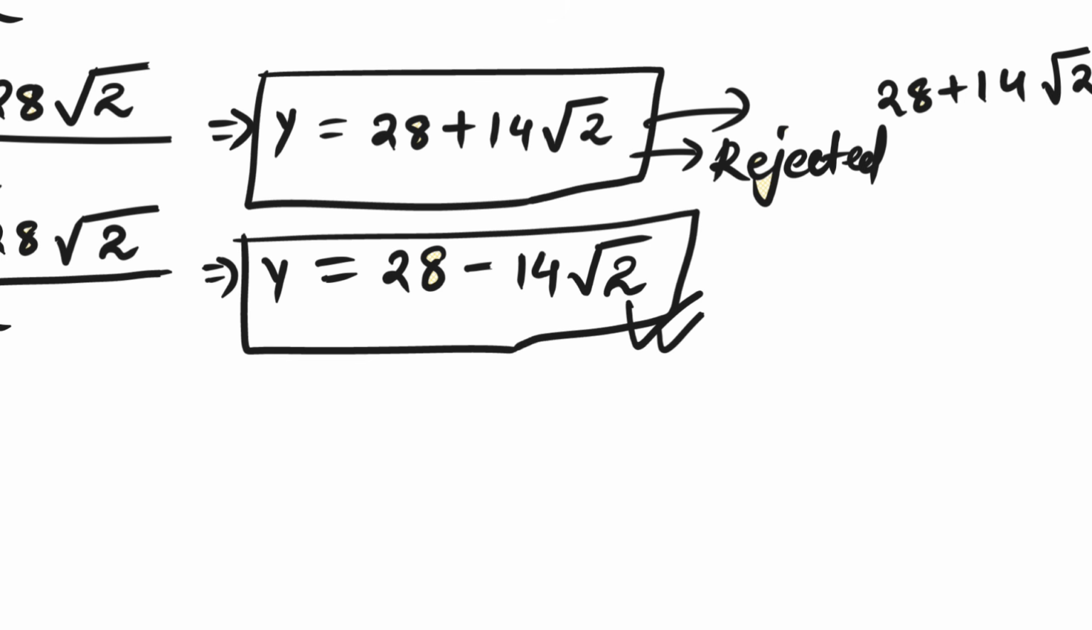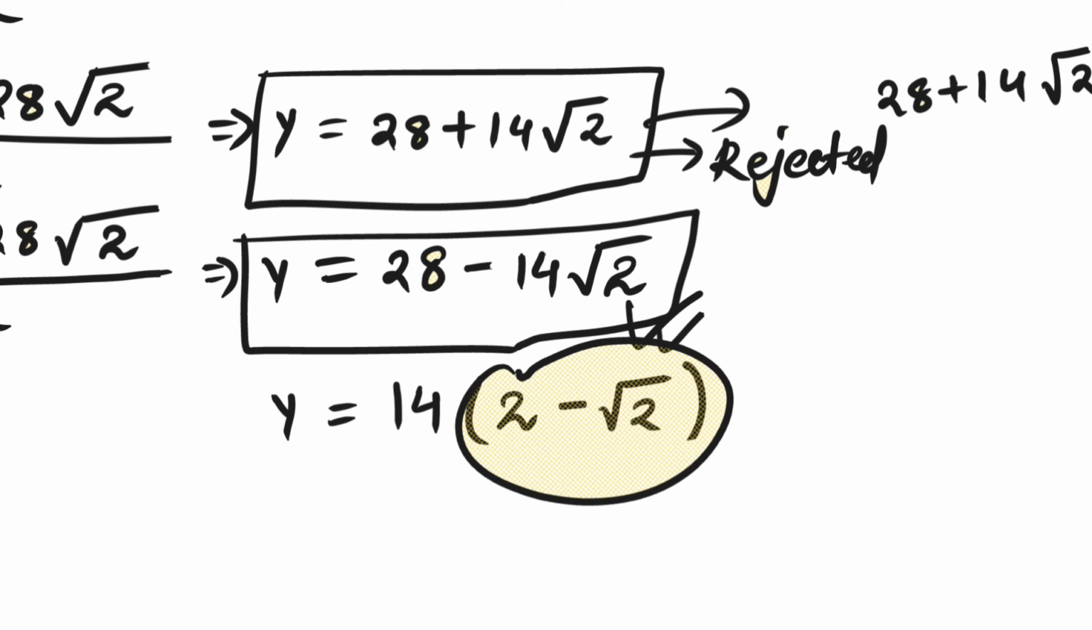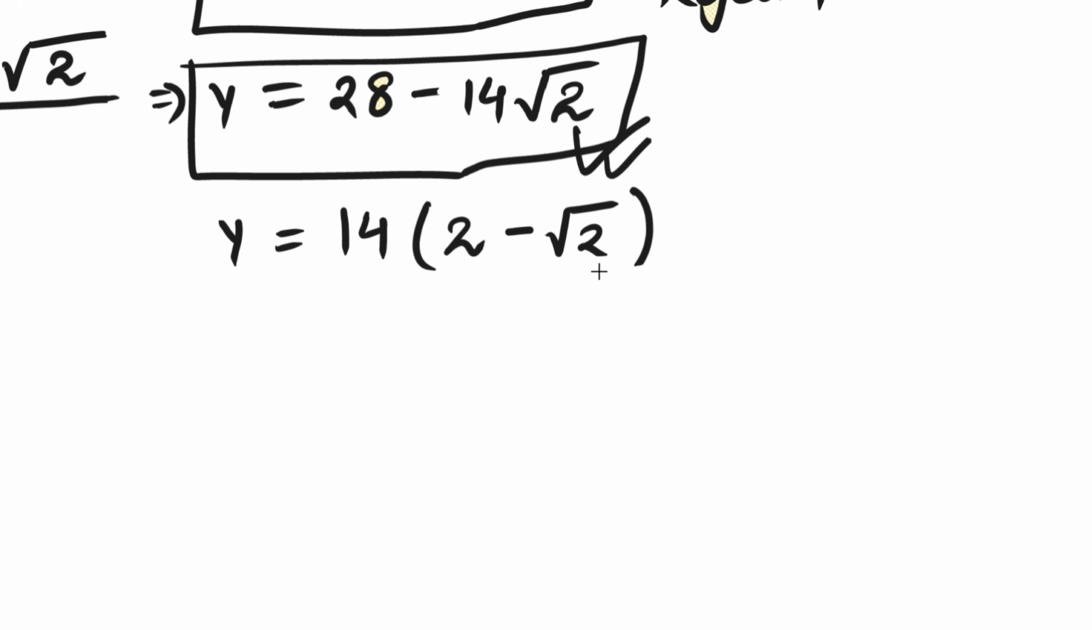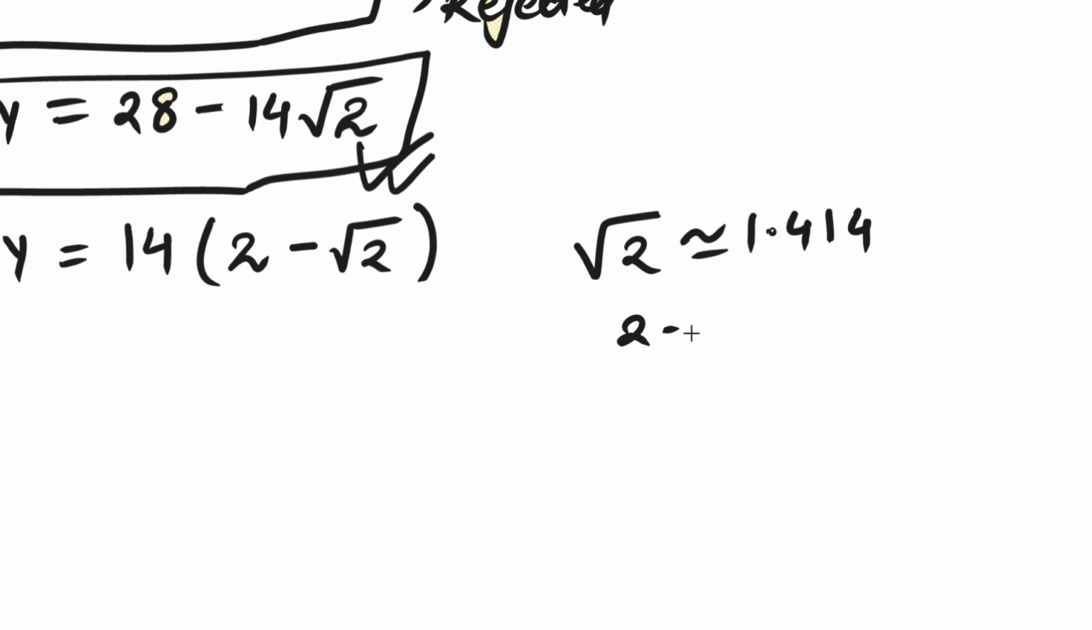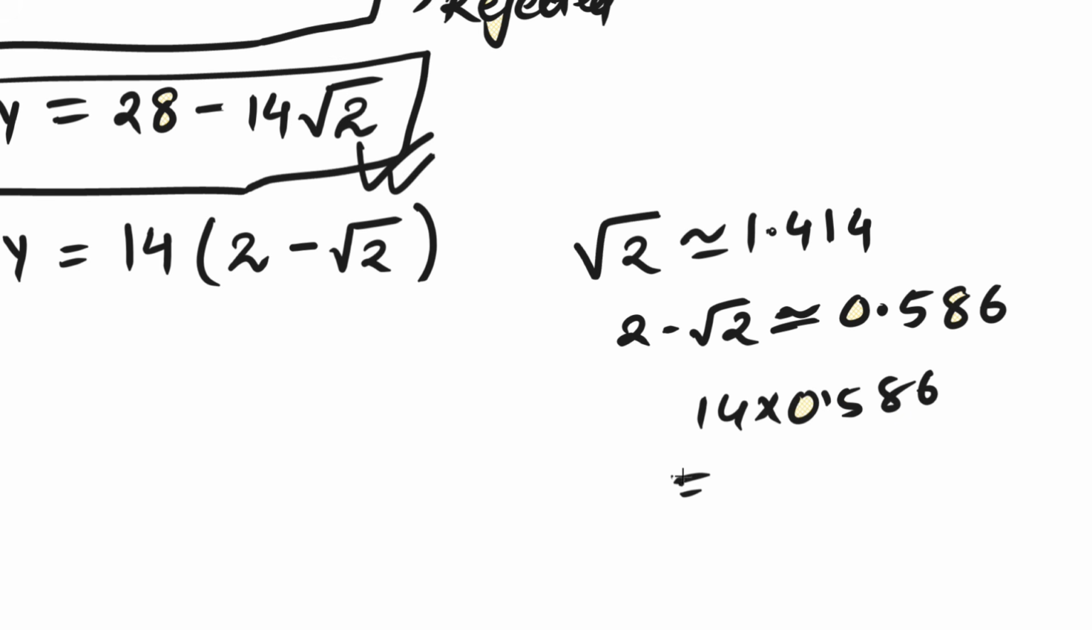That leaves the second solution, y equals 28 minus 14 multiplied by the square root of 2. This value is less than 14, so it is geometrically possible. We can also factor 14 from the expression. Taking 14 common gives y equals 14 multiplied by the quantity 2 minus the square root of 2. If we want a decimal approximation, the square root of 2 is approximately 1.414. So 2 minus the square root of 2 is approximately 0.586, and multiplying by 14 gives approximately 8.20 units.